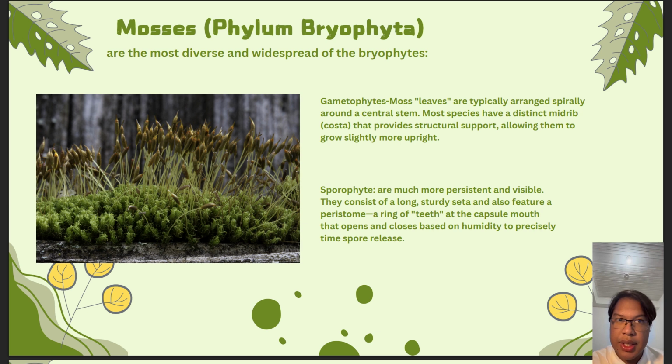So now let's talk about mosses, which are the most diverse and widespread among the bryophytes. In terms of its gametophyte, the leaves are typically arranged spirally around a central stem. They also have a distinct midrib that provides structural support, allowing them to grow slightly more upright. In terms of its sporophyte, they are much more persistent and visible. They consist of a long, sturdy seta and a more complex capsule topped with a calyptra. Most mosses also feature a peristome, a ring of teeth at the capsule mouth that opens and closes based on humidity to precisely time spore release.